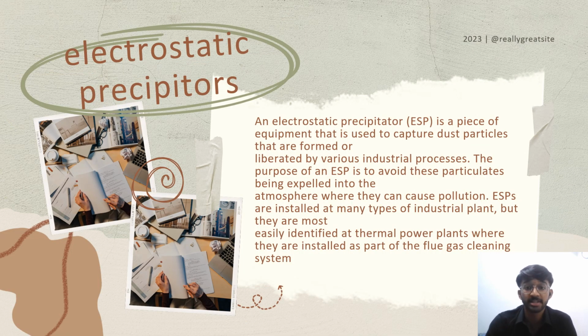Moving on now to the electrostatic precipitator, ESP. This is a piece of equipment that is used to capture dust particles that are formed or liberated by various industrial processes. The purpose of an ESP is to avoid these particles being expelled into the atmosphere where they can cause pollution. ESPs are installed at many types of industrial plants, but they are most easily identified at thermal power plants where they are installed as part of the flue gas cleaning system.